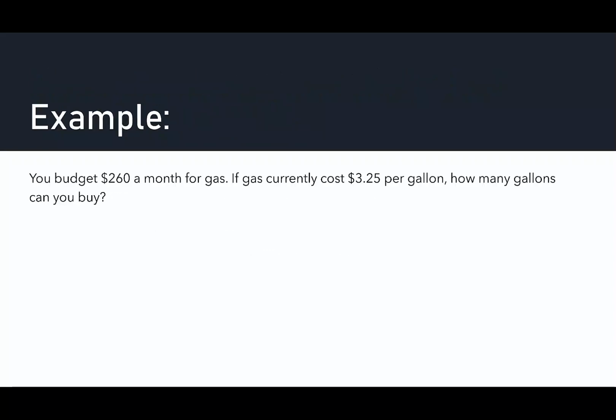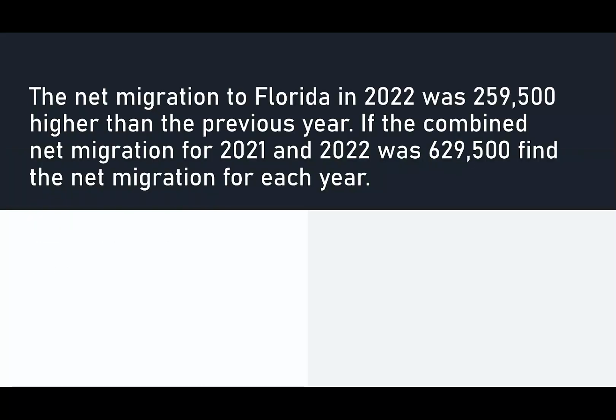Let's do a smaller example. Let's say we budget $260 a month for gas, and gas is currently going for $3.25 per gallon. So how many gallons a month can we buy? What you should always do is start with a variable that recognizes what we're trying to solve for. So in this case, we want X to be the number of gallons of gas. Our equation is $3.25 times X, and that'll give us $260. To solve for X, I just need to divide by 3.25, which says that we can buy 80 gallons of gas a month.